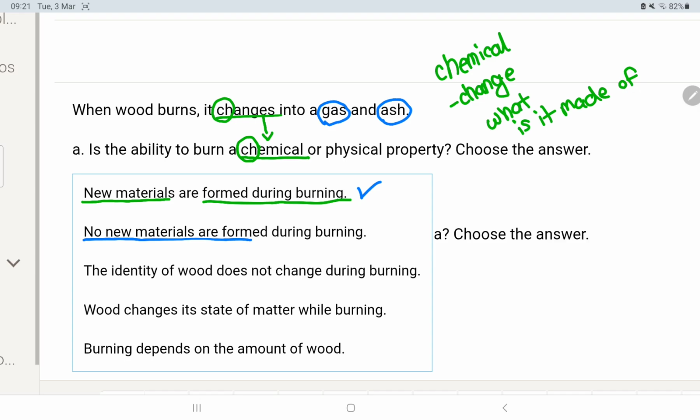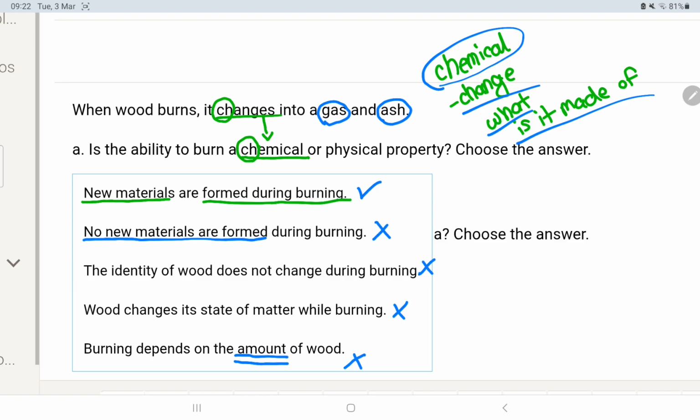No new materials are formed. This is wrong because it's a chemical property, and in chemical it changes what it is made of. So this is wrong. The identity of wood doesn't change. Once again, it changes. Here, wood changes its state of matter? No way. Like the wood isn't going to turn into gas, guys, right? So let's see. Burning depends on the amount of wood? No, guys, here they're trying to trick you. Remember when I said what depends on the amount? Extrinsic. But here we're talking about chemical. So this is also wrong. Right? So please don't get mixed up.